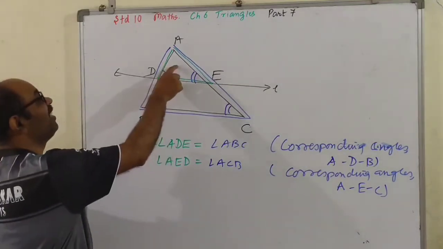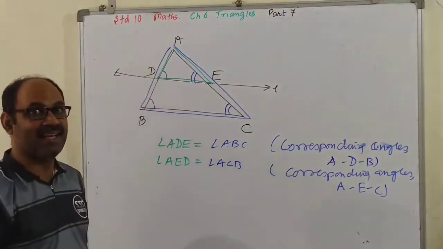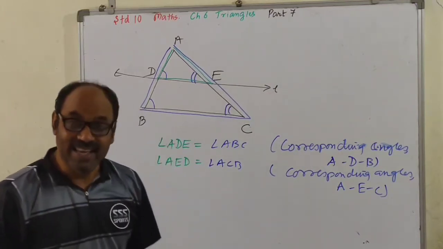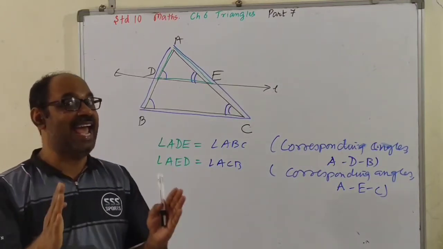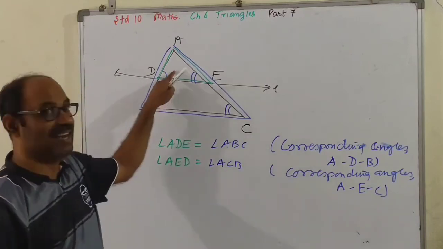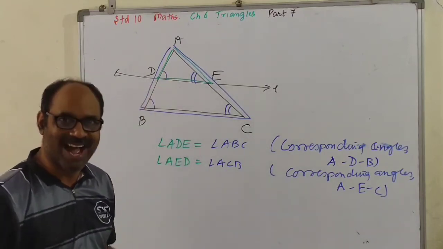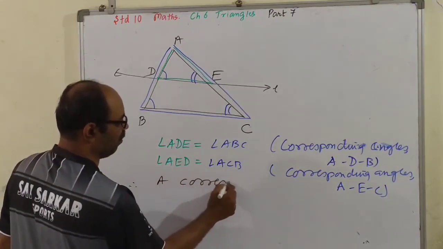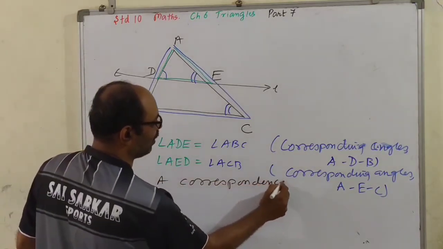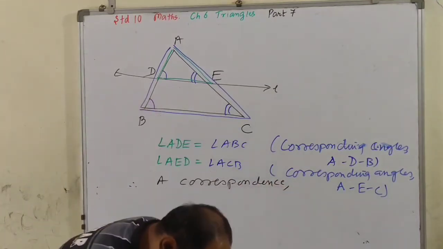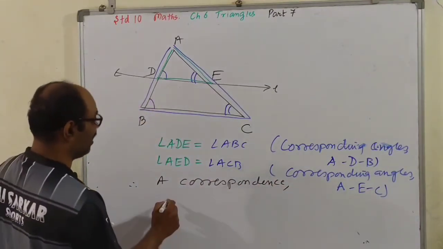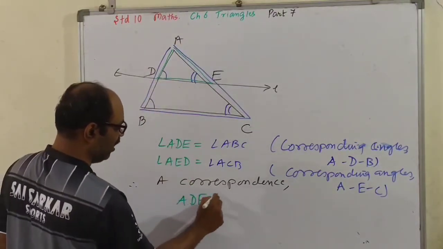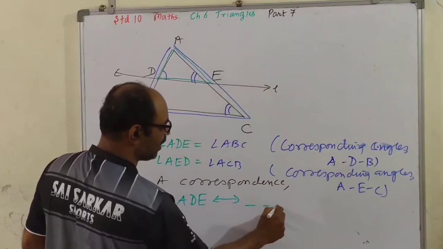Children, between the green triangle and the blue triangle, two corresponding angles are equal. So by AA criterion, green triangle is similar to blue triangle. Therefore, a correspondence. Let me write the green one, children. How will I write green? ADE. ADE corresponds to dash dash dash.